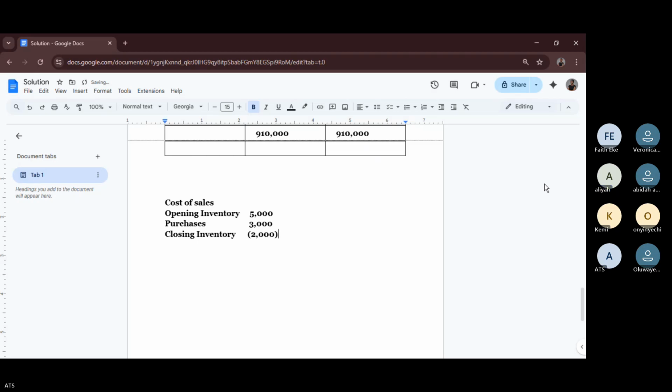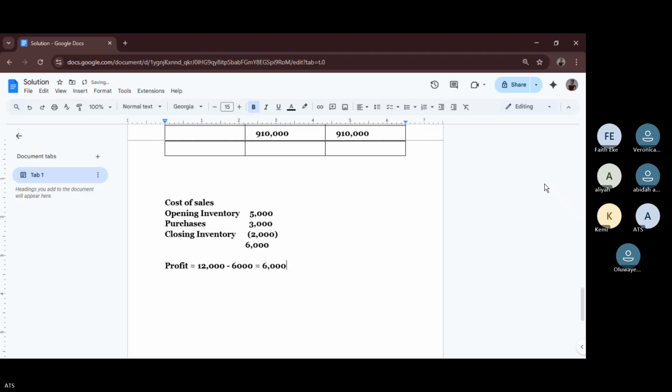Okay, so how much will this be? 6,000, right? Good. This is our cost of goods, so cost of sales. Your profit is your sales minus your cost of sales. Let us assume our sales was 12,000. So our profit is going to be 12,000 minus 6,000, and that will be 6,000.